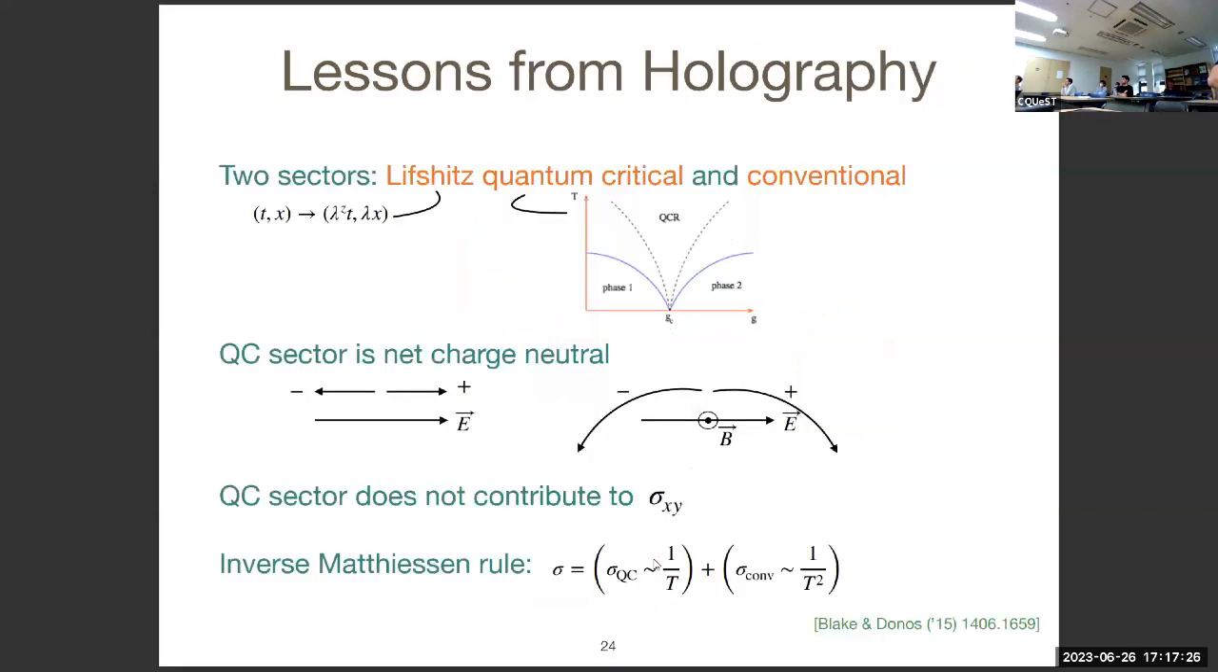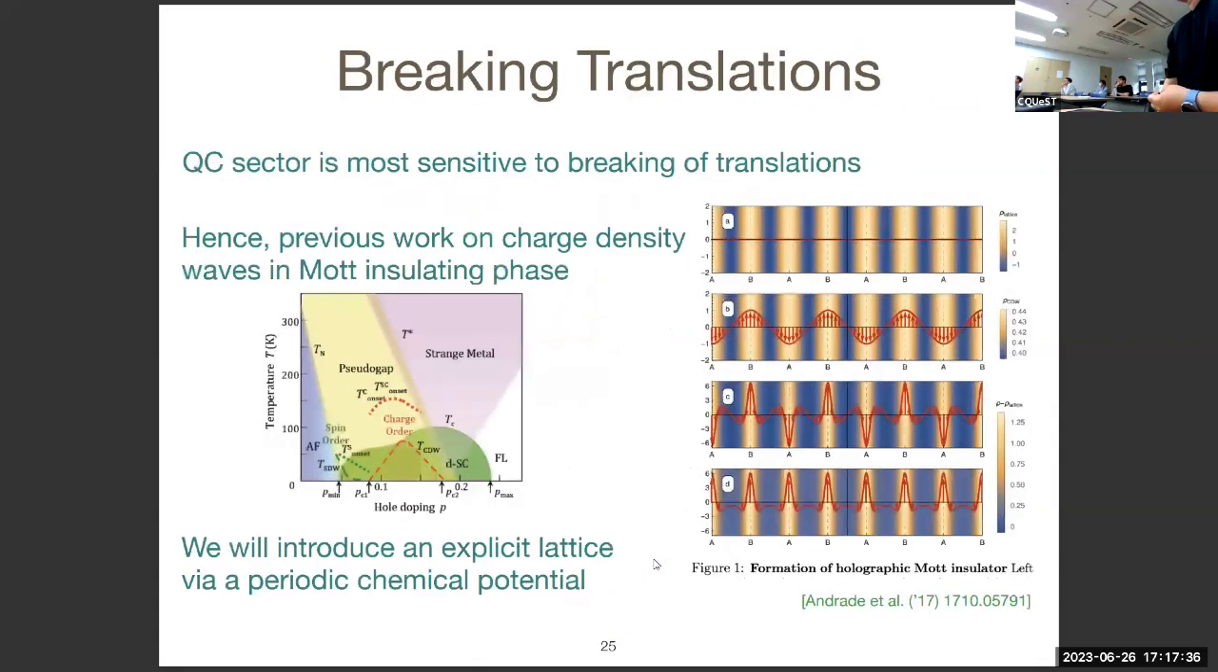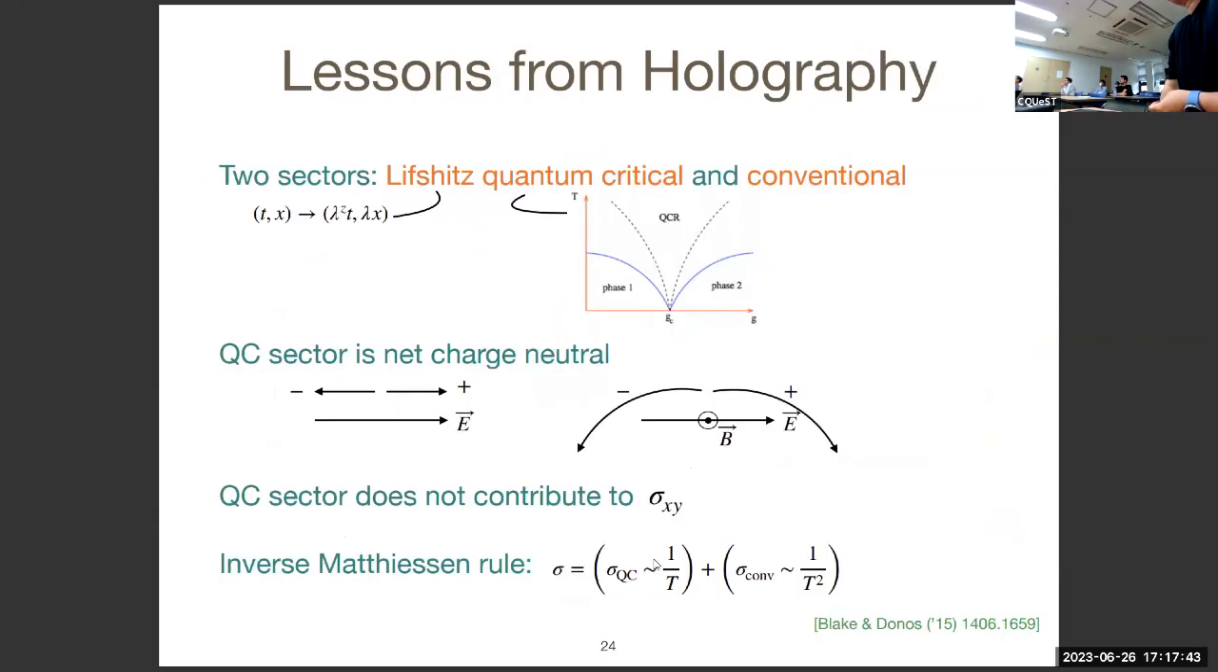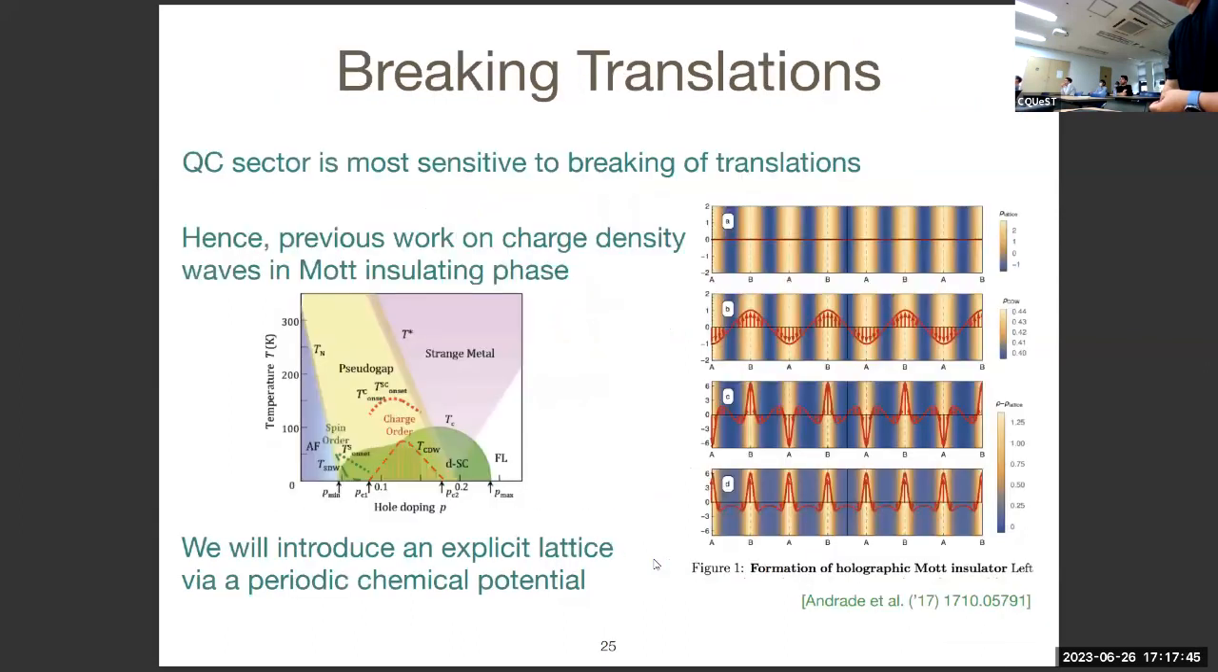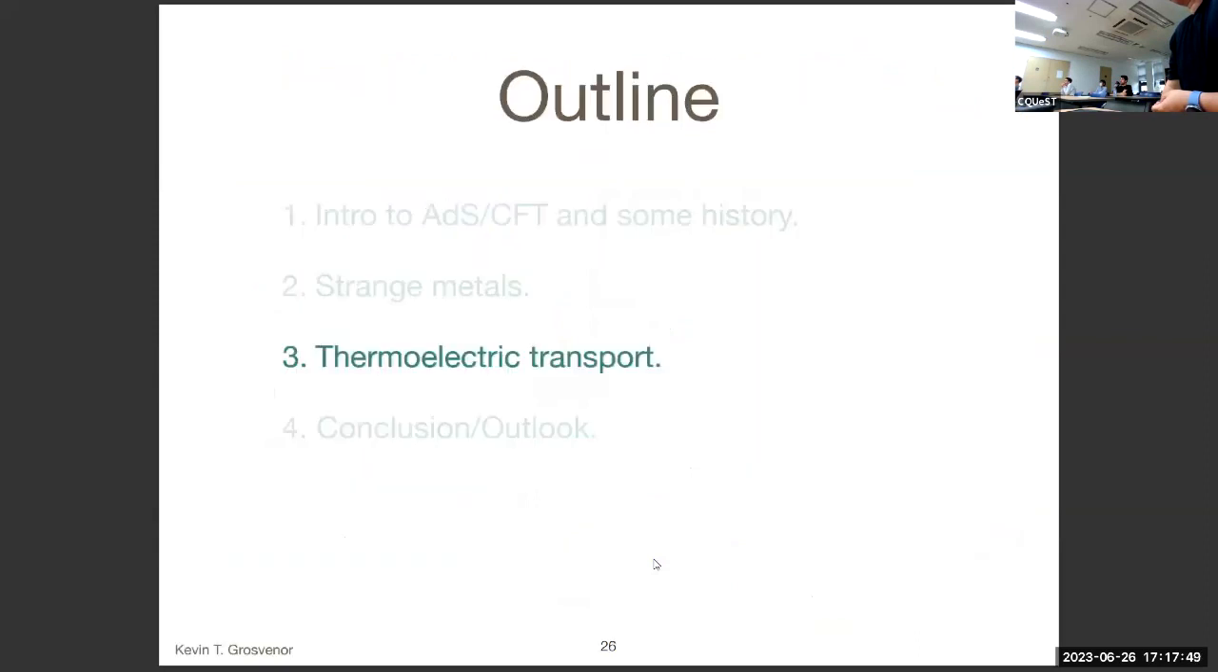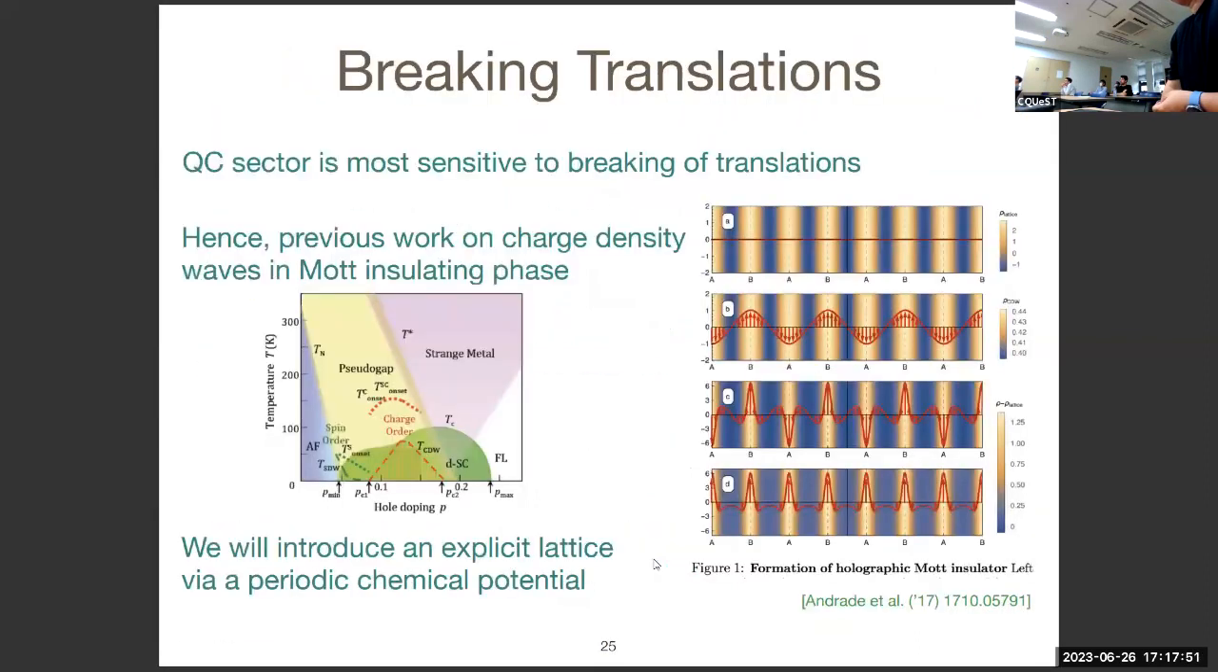Okay, so I think maybe I can skip this, because otherwise I will never get to the actual results. So let's just skip this for the time being. Let me say what it is that we actually do. What we'll do is we'll break translations. So maybe I'll skip this one, because I will actually talk about the model.